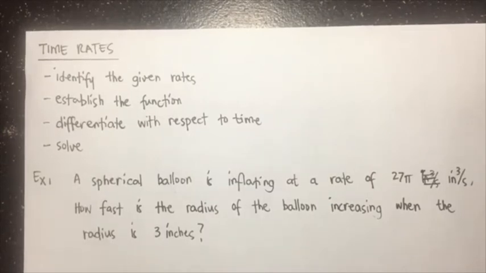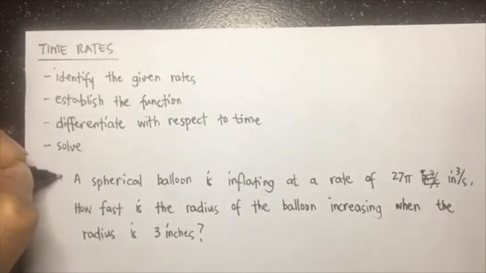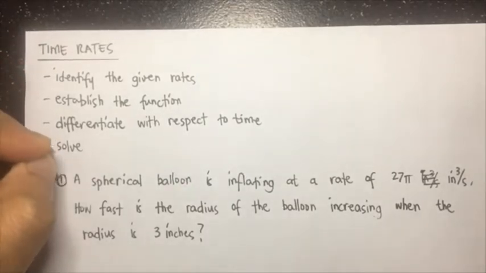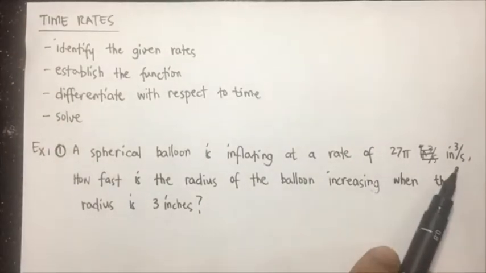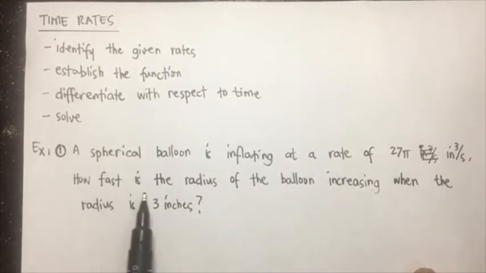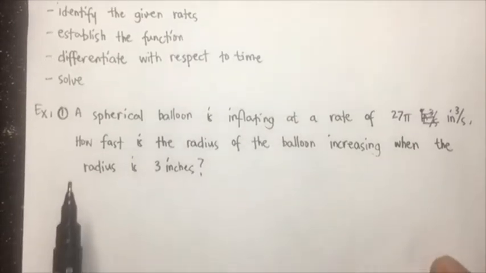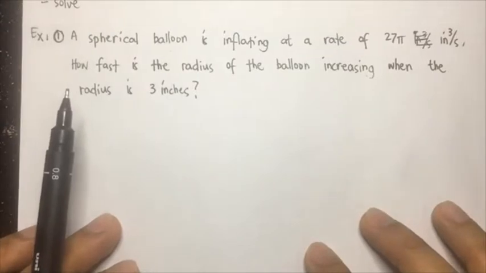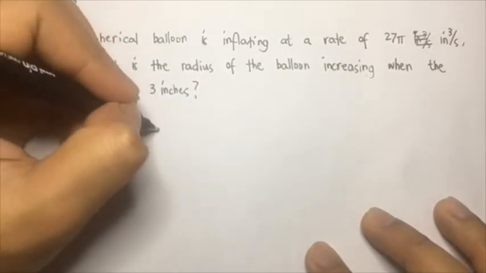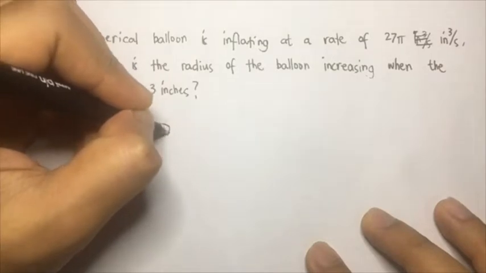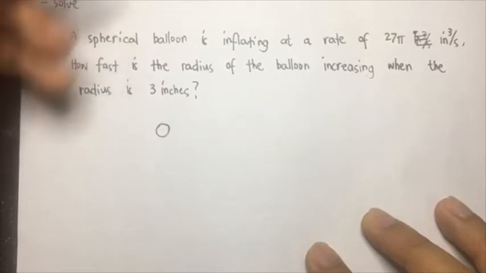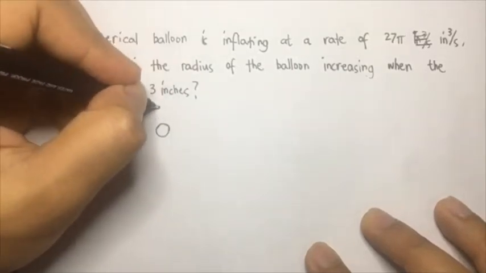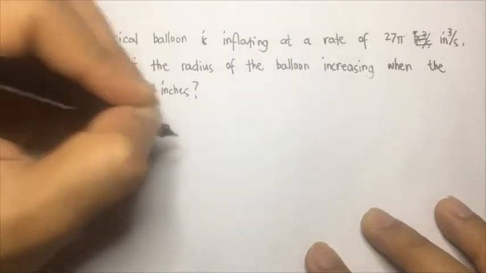So say for example, here is our first example, example 1. A spherical balloon is inflating at a rate of 27 pi cubic inches per second. How fast is the radius of the balloon increasing when the radius is 3 inches? For this problem, we are given a spherical balloon. Let me draw a sphere. The balloon is being inflated.